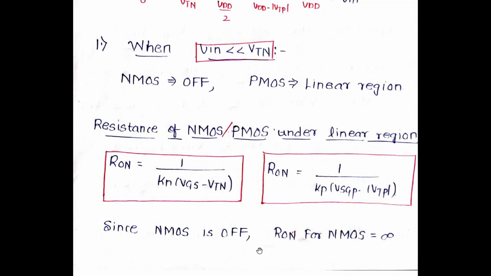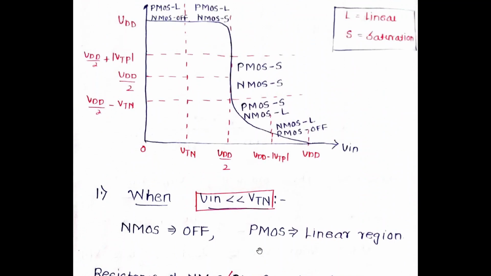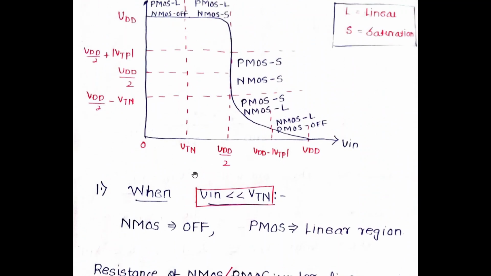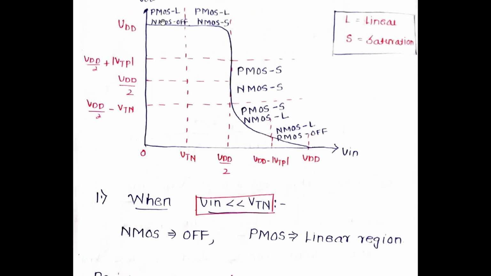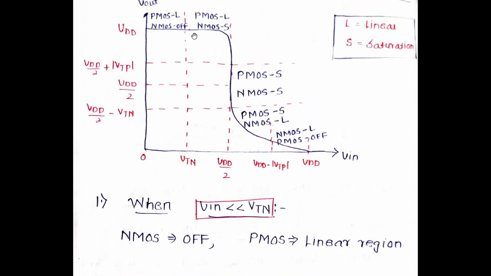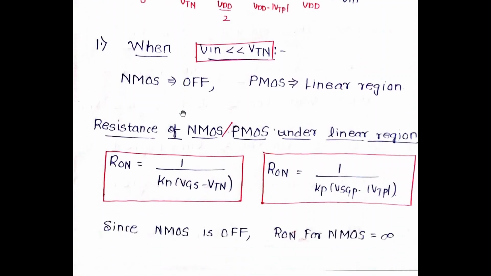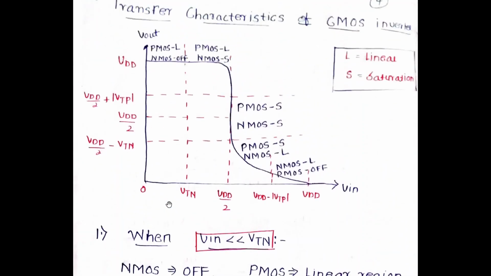So when my input voltage is less than VTN, my NMOS remains off, my PMOS remains linear, and the resistance of an NMOS and PMOS is given as 1 upon Kn VGS minus VTN, and for a PMOS it is 1 upon Kp VSGP minus mod VTP. So this is basically the transfer characteristics of a CMOS inverter.